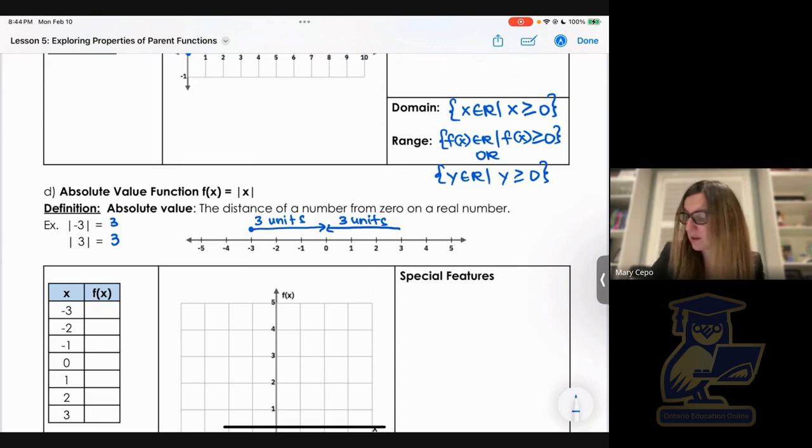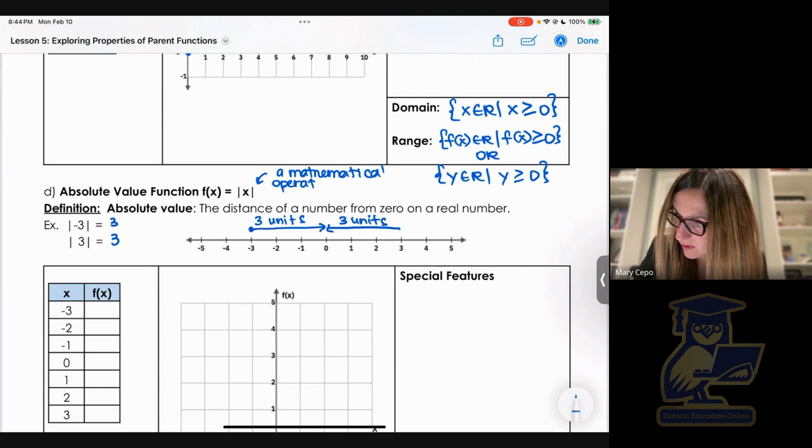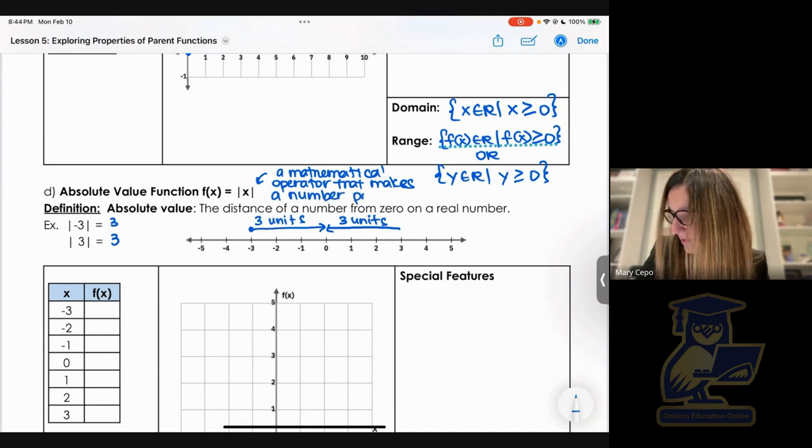The absolute value is actually, I'm going to just put a note, a mathematical operator that makes a number positive. Okay, so what that means is if we took the absolute value of -3, -3's distance to 0 is 3 units. Likewise, if we look at +3, 3 is also 3 units away from 0.